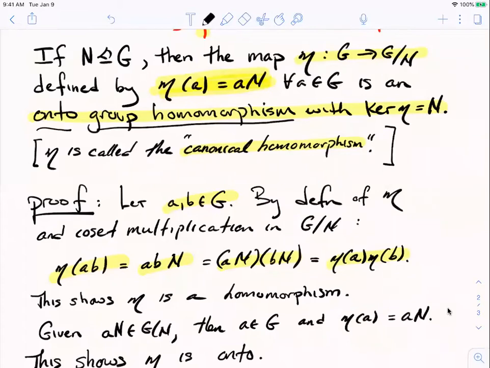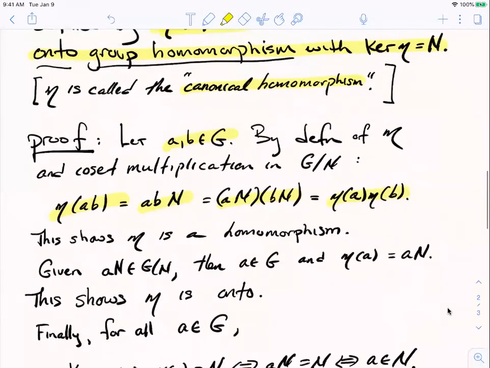All right, what about onto? We were supposed to show that this thing's an onto group homomorphism. Okay, for an onto proof, what should we do? We should pick an element of the target, choose a coset. If that's a coset in G over N, then it's represented by an element in G. I've called it A already, and I'm wondering, what element would eta map to that coset? Well, it's going to map A to that coset. This function eta is onto by definition.